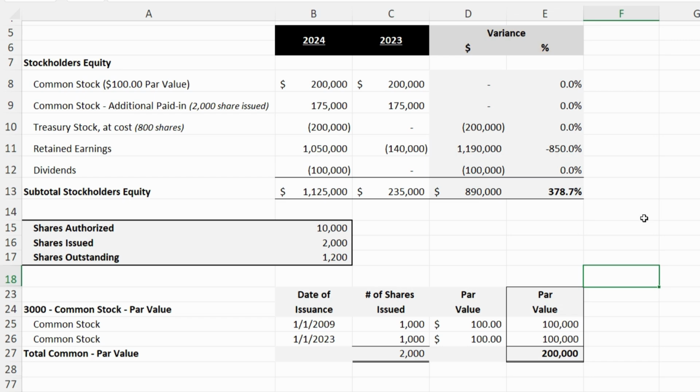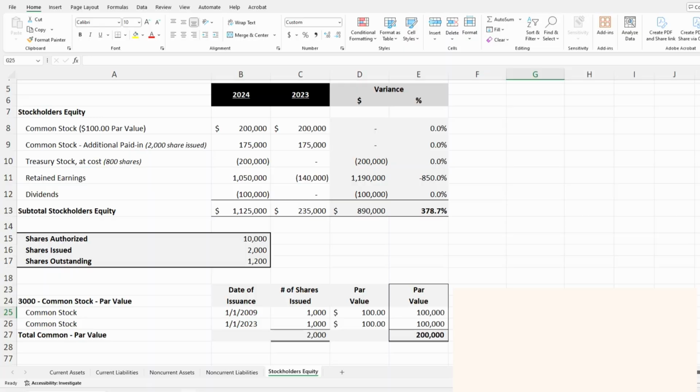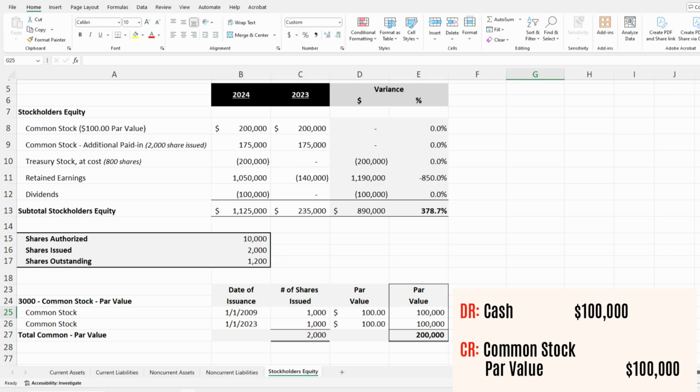In our scenario here, we've done two share offerings. One in 2009, we issued 1,000 shares at $100 par value. Par value doesn't necessarily mean that we sold it at $100. It just means those shares of stock cannot be sold for less than $100. I'll explain that in our next category, additional paid-in capital, but just follow me through the par value. So we're going to debit $100,000 of cash for the par value portion of the common stock and credit common stock par value.